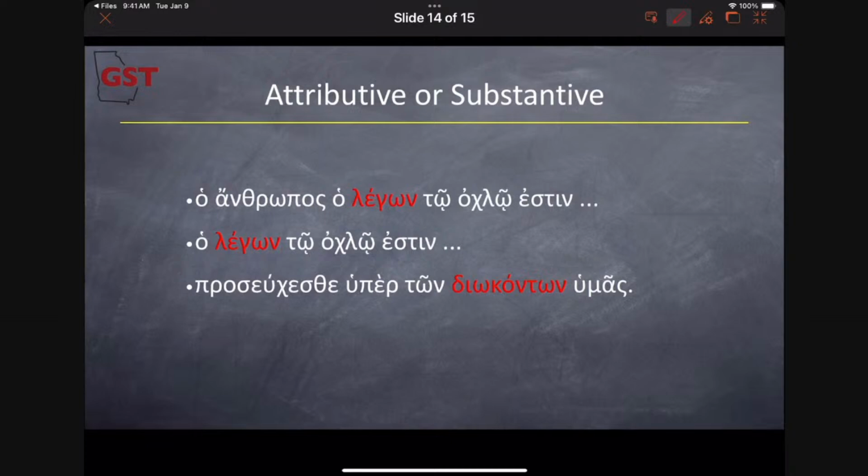Where are the articles in the sentence? The two ha's. Well, the two ha's and the to. There are two? Okay. You can't see it? Okay.